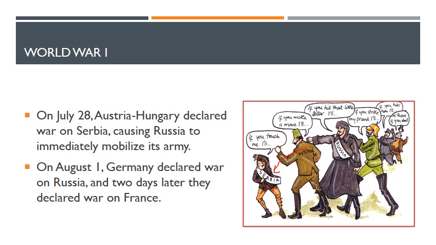Serbia is backed up by Russia, who are also Slavic people, and they then threaten Austria. Germany has an alliance with Austria, and so it continues. Within a week, Germany had declared war on Russia, and World War I was underway.